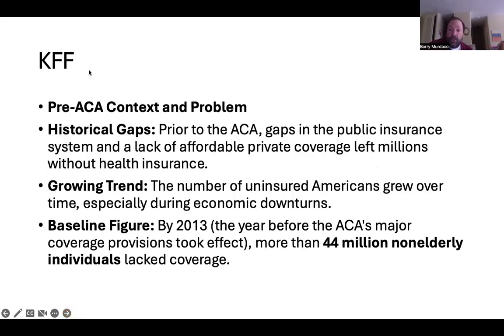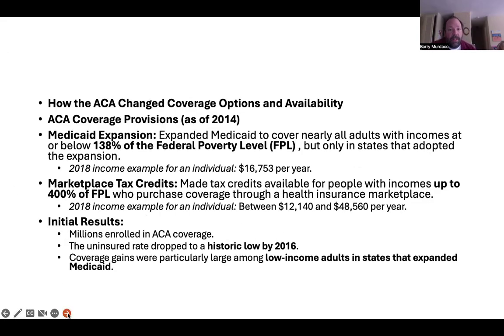Now we'll turn to the Kaiser Family Foundation primer on the Affordable Care Act. It provides a lot of information I've already covered, but it goes a little more into detail. Prior to the ACA, gaps in the public insurance system and a lack of affordable private coverage left millions without health insurance. The number of uninsured Americans grew over time, especially during economic downturns. By 2013, the year before the ACA's major coverage provisions took effect, more than 44 million non-elderly individuals lacked coverage. The ACA changed coverage options and availability.